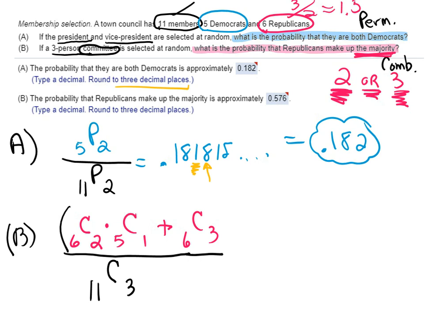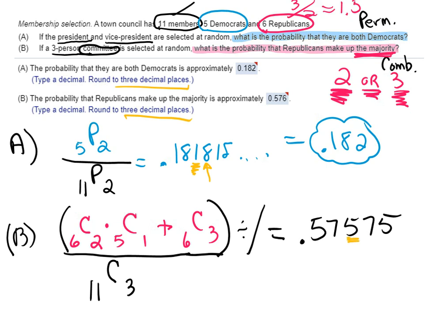Now this will be a lot of fun to type into your calculator. You're going to need to use parentheses for your numerator, and then when you hit the division sign, it'll do a slash. So I'm going to do this in my calculator. Hang on. And I get 0.57575, and again to 3 decimal places, that's the 7, so it's 0.576, which is the correct answer there.